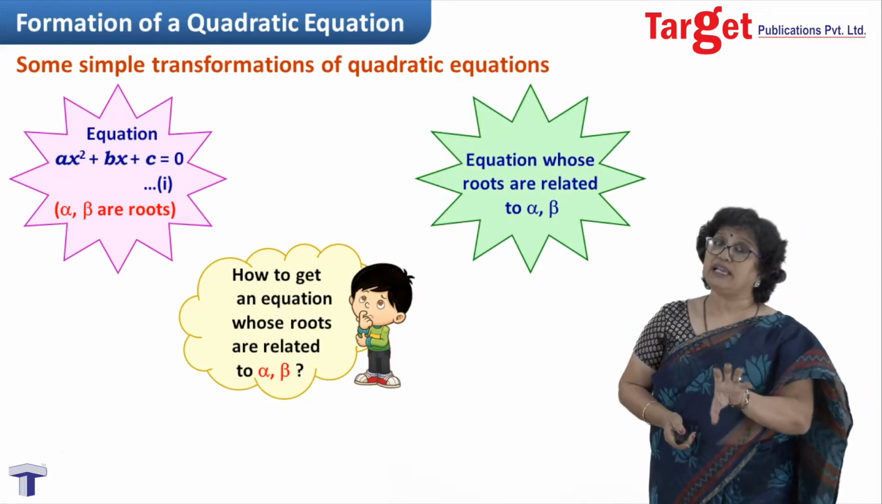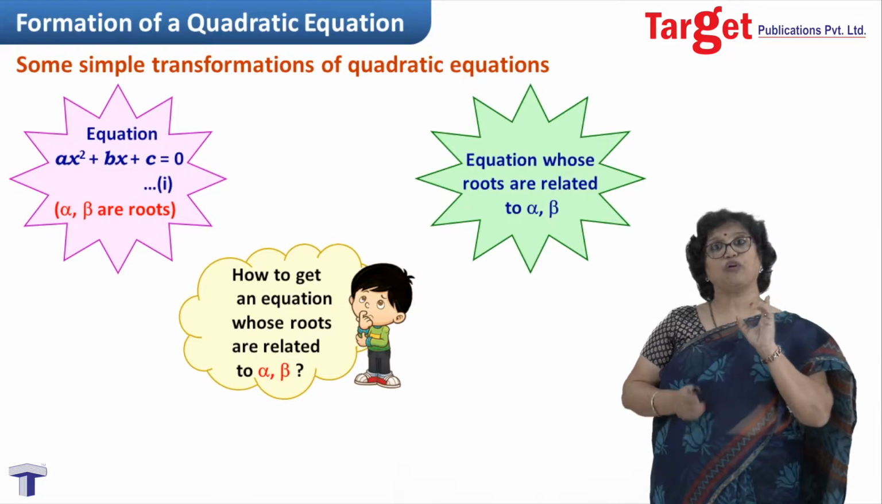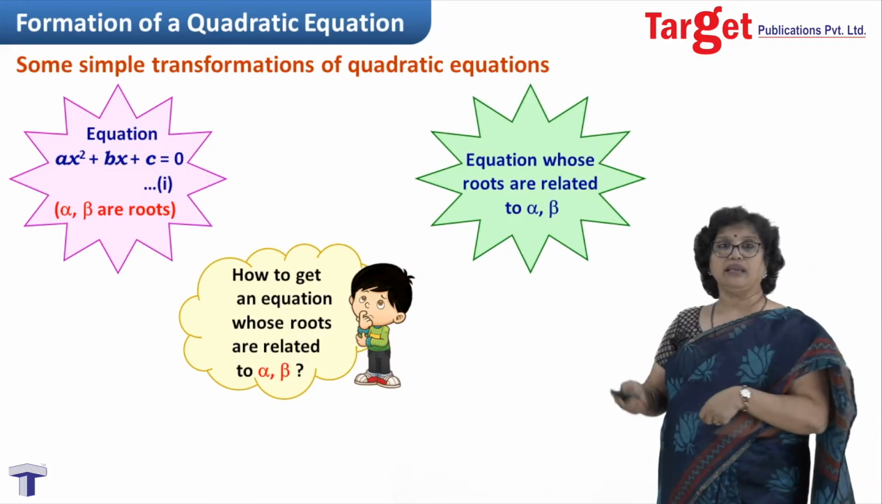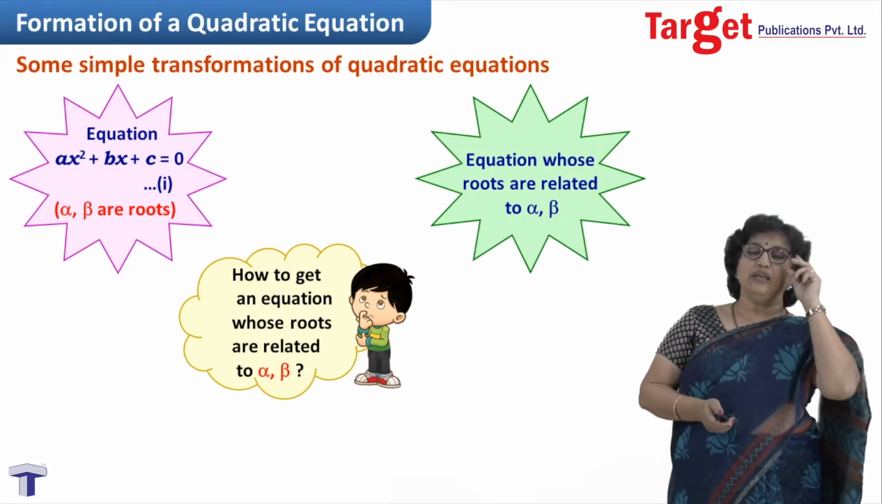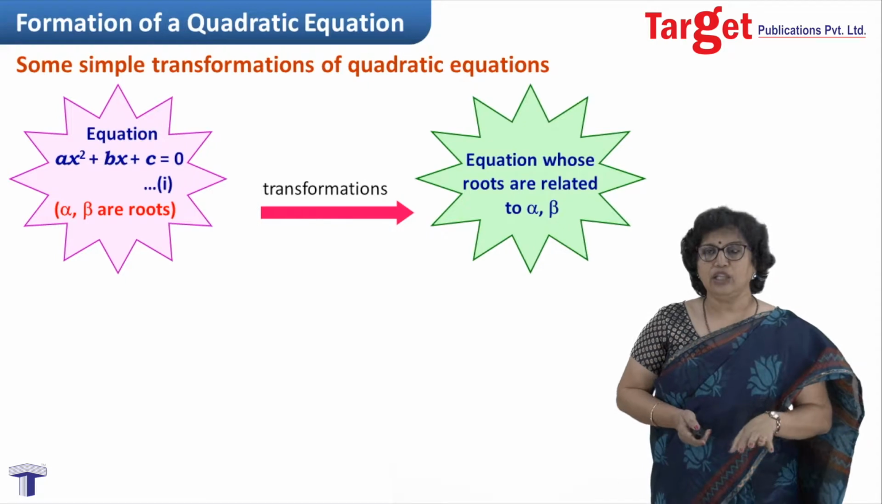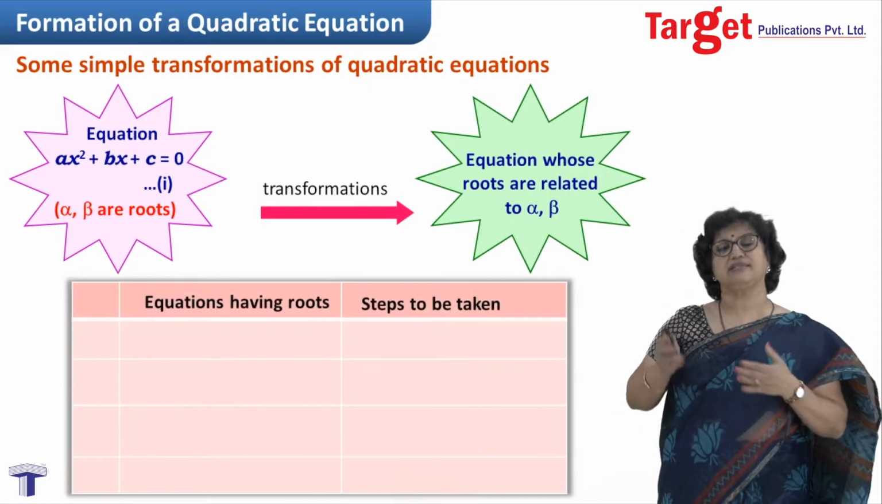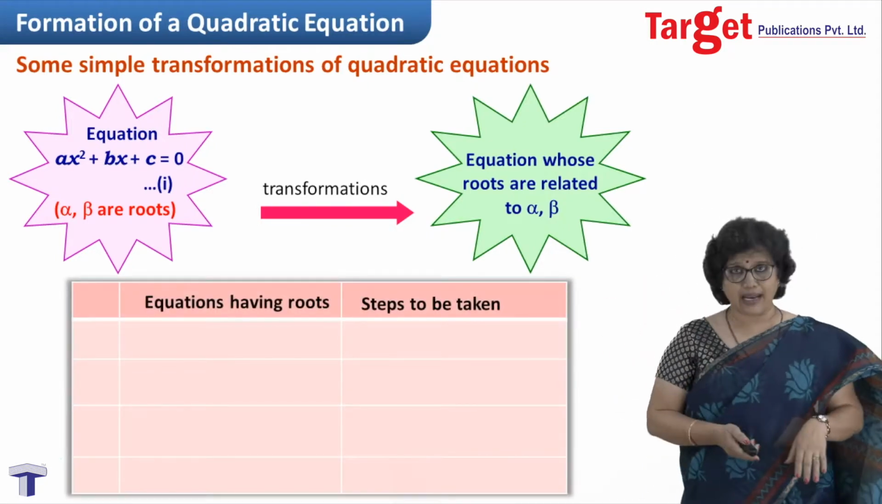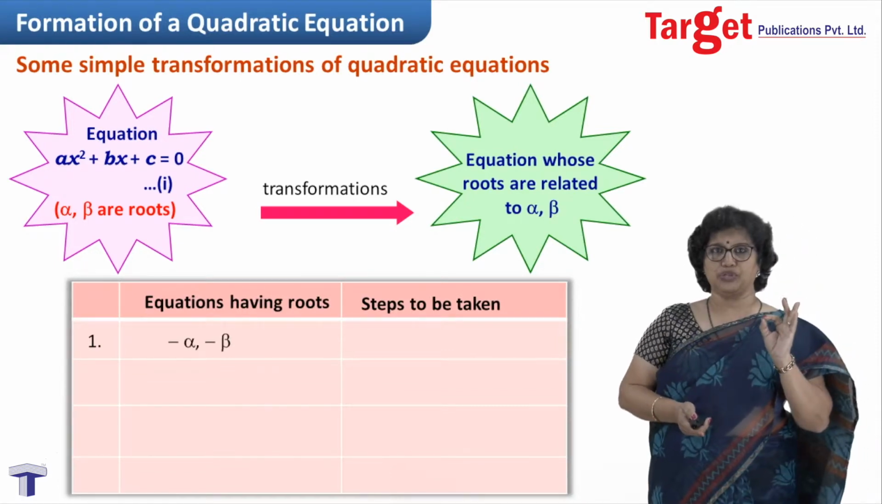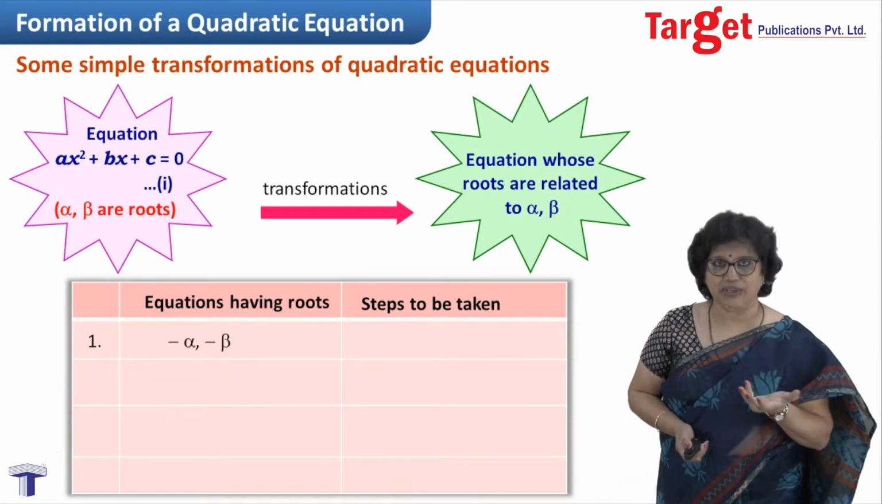Means my destination is that equation whose roots are related to alpha and beta. Given information is ax square plus bx plus c equal to 0, and from there the destination is an equation whose roots are related to alpha and beta. Some transformations are required which will take you to your destination. Now, some of the standard ones which we can discuss here are, first, if minus alpha and minus beta are the roots, then what is the remedy we take?